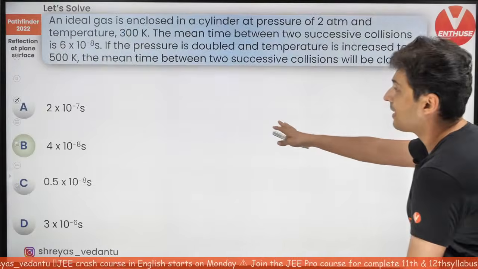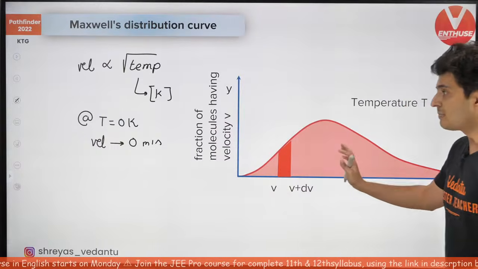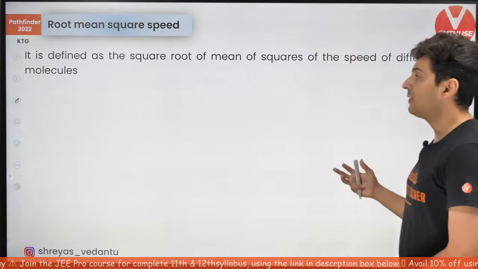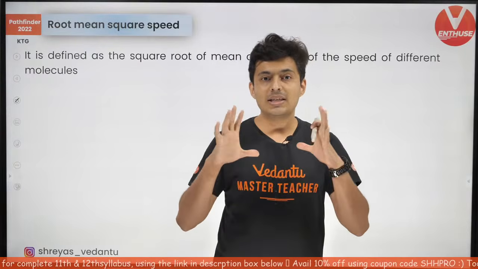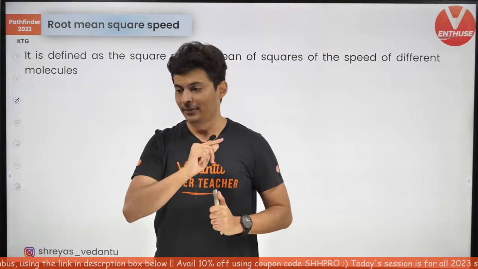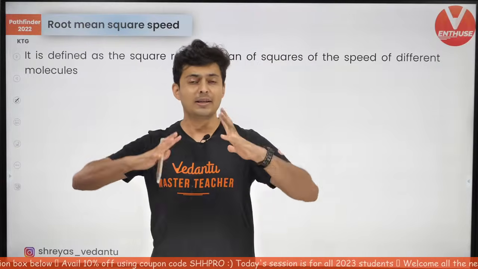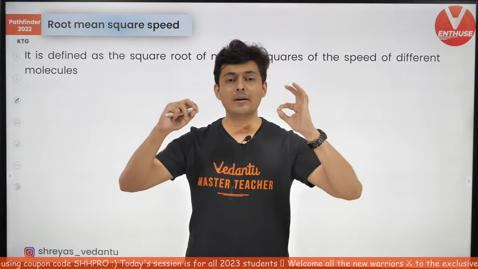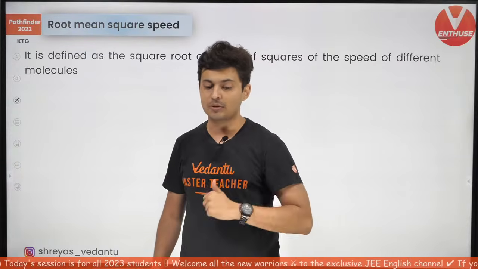Now, in the previous graph, I told you the molecules have different speeds and their speeds are proportional to the temperature. But we have 3 different kinds of speeds which are going to give you a general idea of that graph, that Maxwell's distribution. One is basically called the root mean square. Second is called the most probable speed. And the third one is called the average or the mean speed.